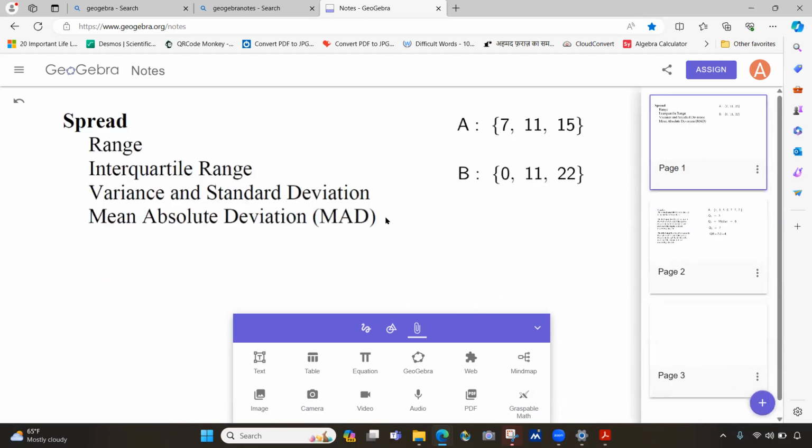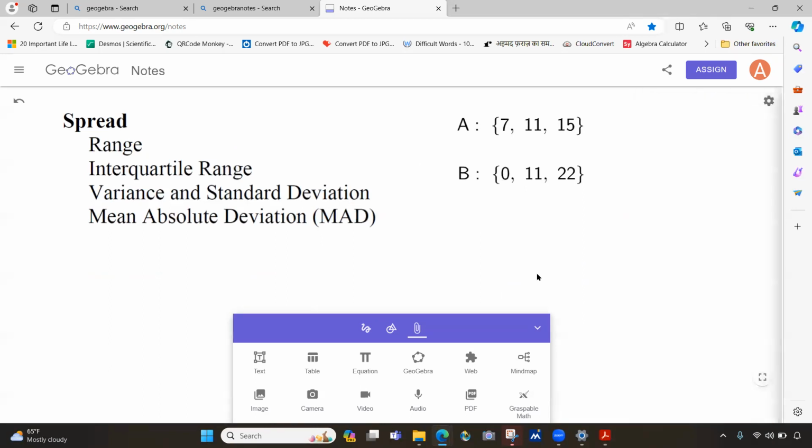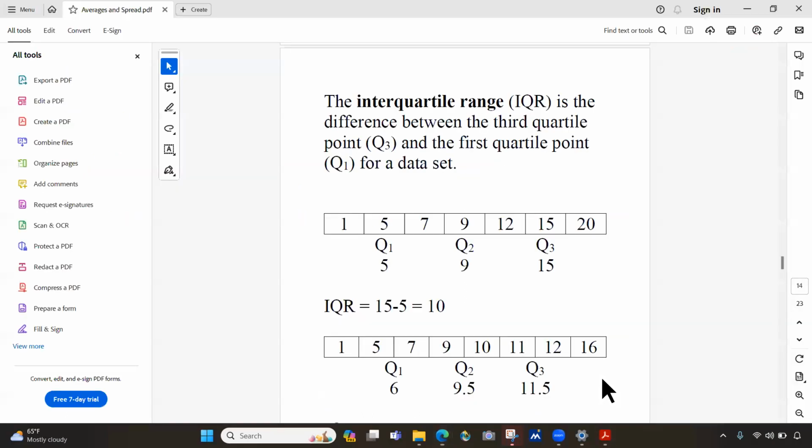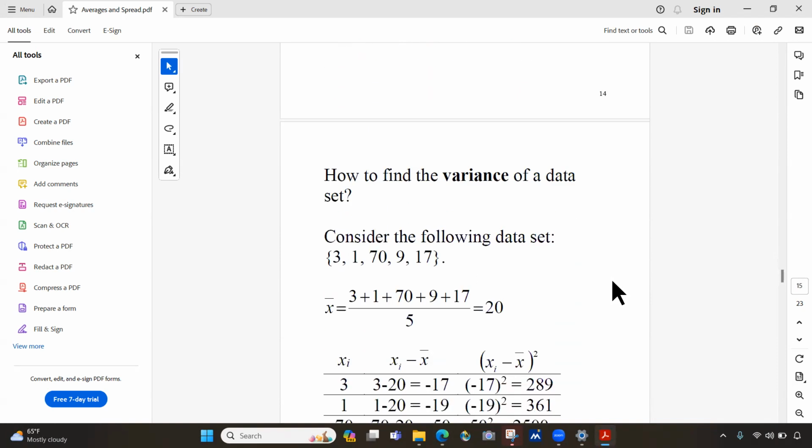So we have learned about range, interquartile range, what's Q1, Q2, Q3. We're going to talk about variance and standard deviation. This is the third way we measure spread. So how do we find variance? It's a little messy process, okay, guys? And sometimes people will ask you to show your work when they ask you to do it.